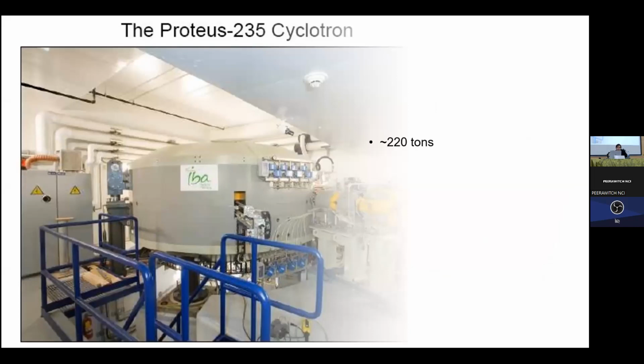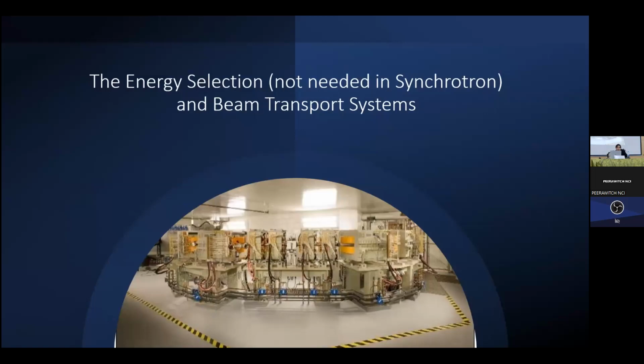So here's one, it's 220 tons. The one here in Bangkok is physically smaller with the same energy it could go to, but it's superconducting, so it's physically smaller. There's the energy selection system, again not needed in synchrotrons.